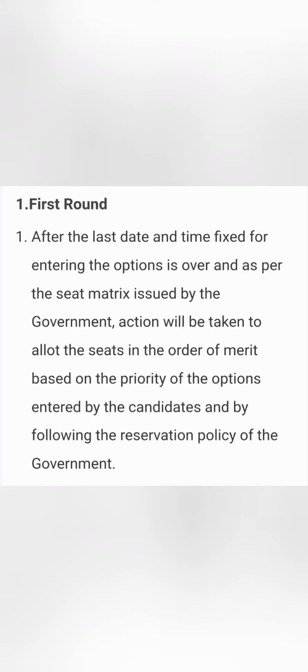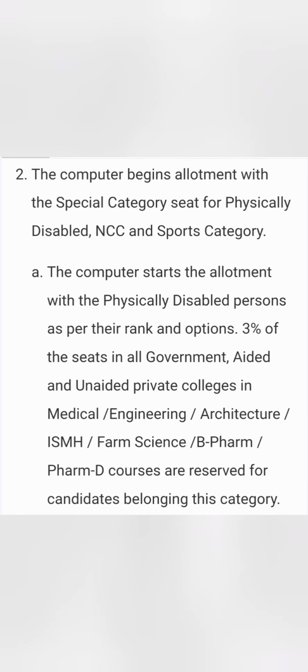So as I said, once the last date is fixed for the entry options, and your option entry is completed, based on that, the government will release the seat matrix. In the seat matrix, you can see how many seats are available to grab in the first round of counseling, right, and that will be provided as per the reservation policy. So as I mentioned, the computer will begin allotment from special category seats, right?